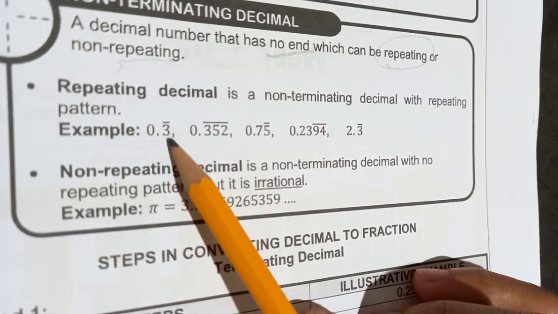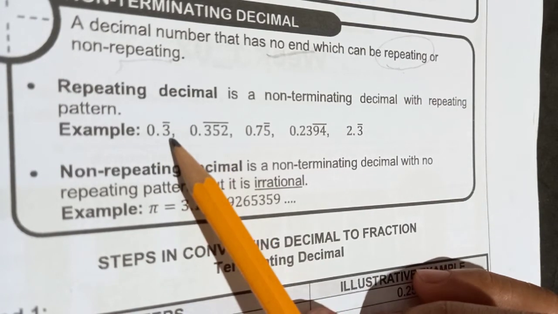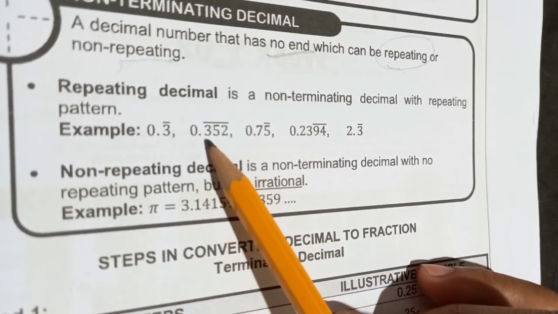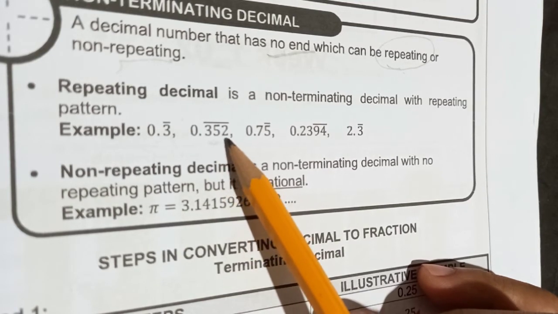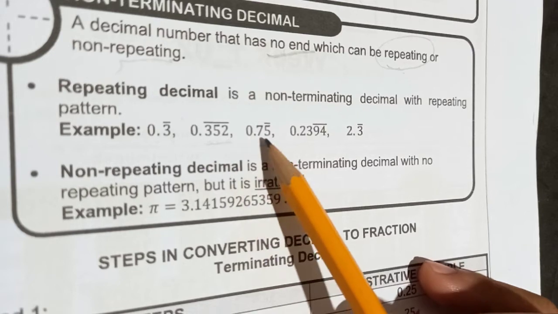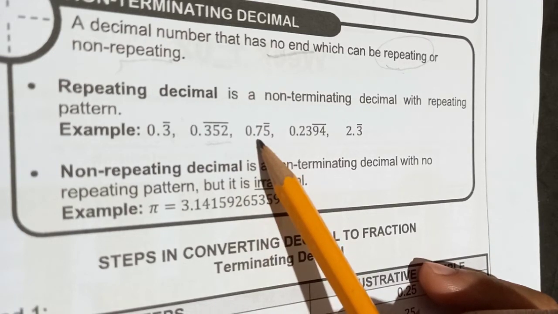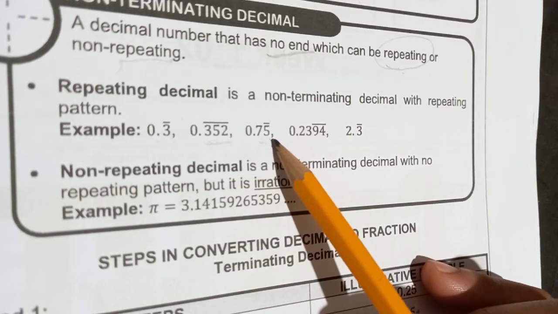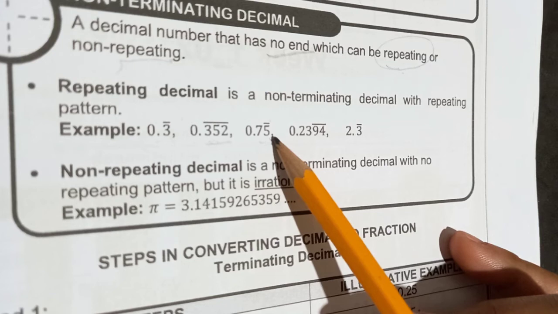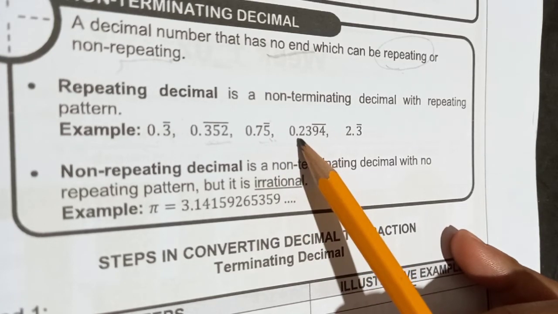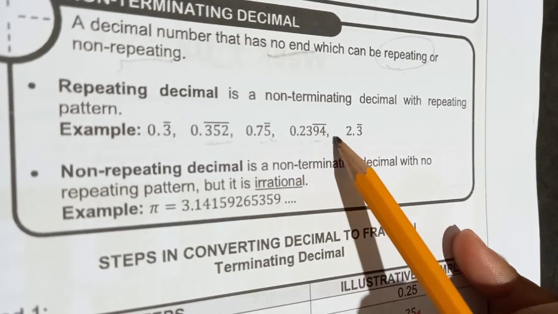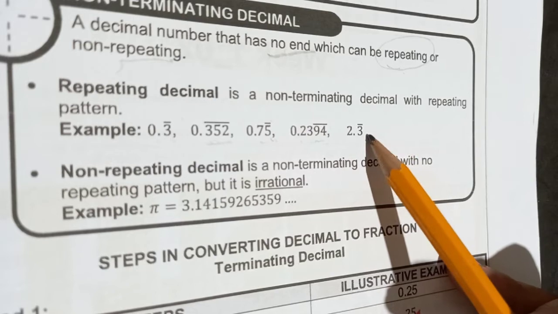Example, 0.3 bar. It means it is a continuous 3. Another, 0.352 bar, is a repeating of 352. Here, 0.75 with the bar placed on top of 5 means it is a continuous of the number 5. And 0.2394 bar, with 9 and 4, because it is a continuous of 9 and 4. The same also with 2.3.